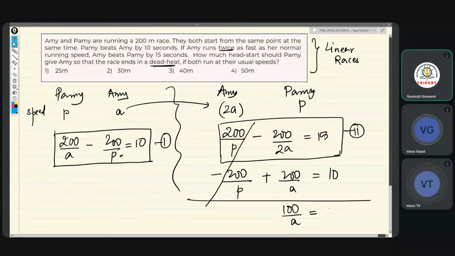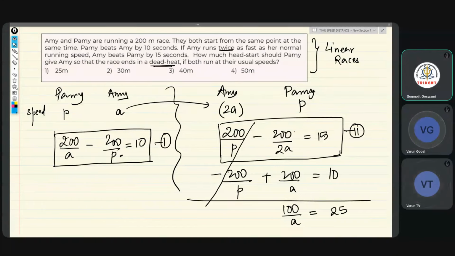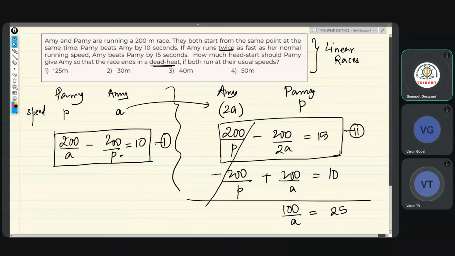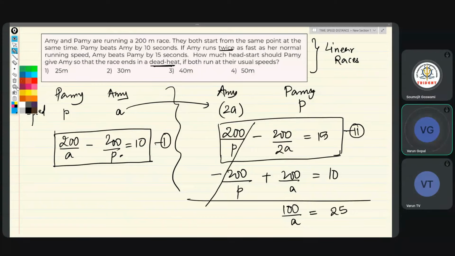No, sorry, we are adding. Do it. I'll give you some time. I don't want to rush. Minus 200 by 2A plus 200 by 2A. We are 100 by A plus 200 by A. Wait. Are we confused? Fraction, right? We can't add it like that. Both of you are saying completely different things. I'm not understanding what you're saying.